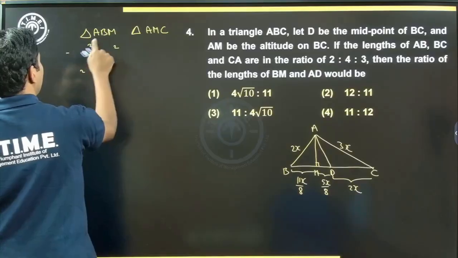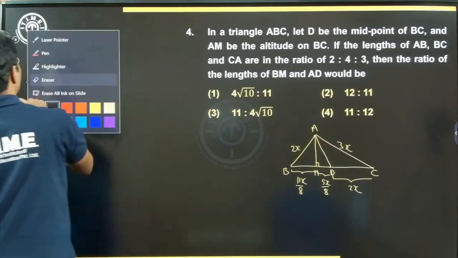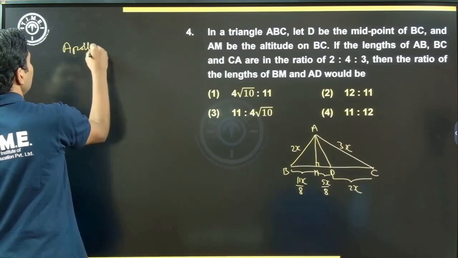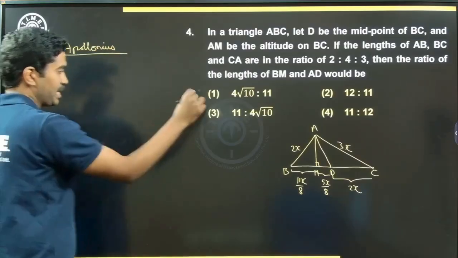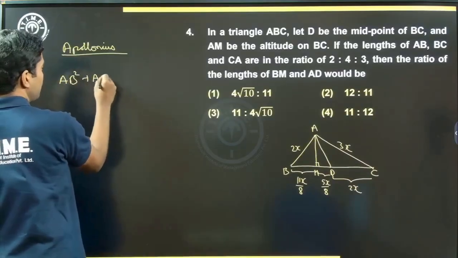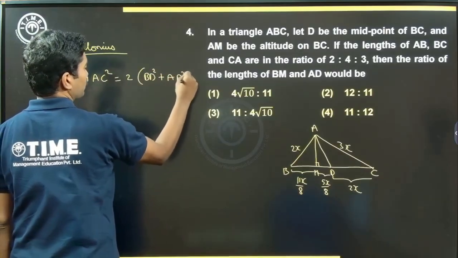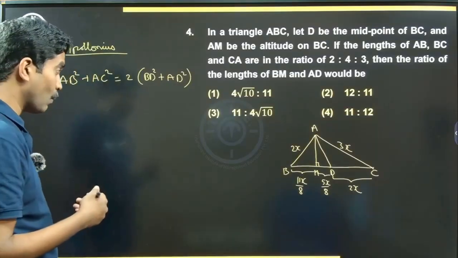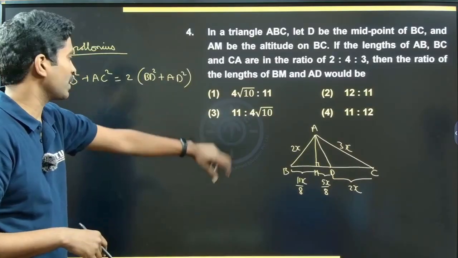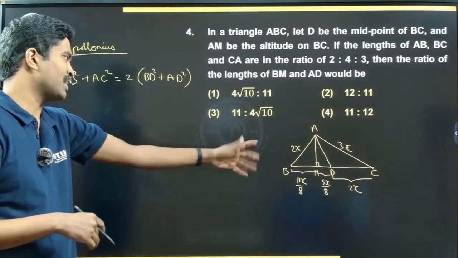The other approach, since we know it's a median, right? AD is the median, and we can apply Apollonius theorem. Apollonius theorem, which relates sides of a triangle to the median of a triangle, right? Let's apply Apollonius theorem. What does it say? In triangle ABC, AB square plus AC square is twice of BD square plus AD square. This seems much faster, at least it's only one step instead of multiple steps, right? Now we can put BD or CD, it doesn't matter because both are same, right? This is 2x and that is 2x.